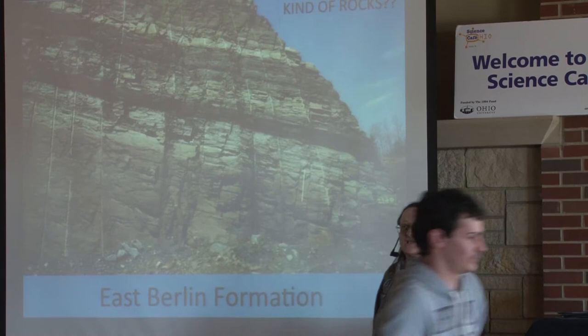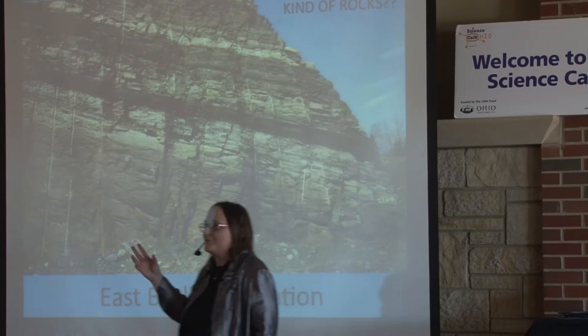So what do these rocks look like? Okay, they're layered. What kind of rocks are these again? Remember from geology, there's three kinds of rocks. Does anyone remember the three kinds of rocks?